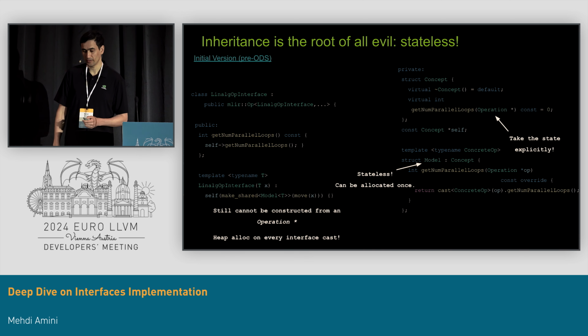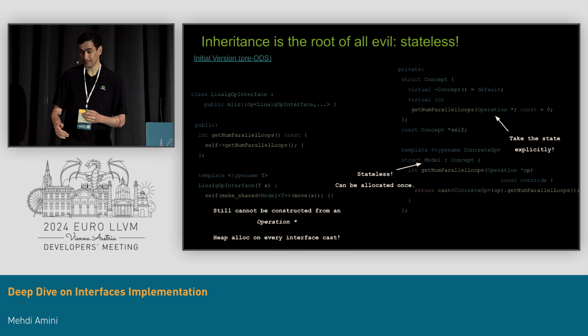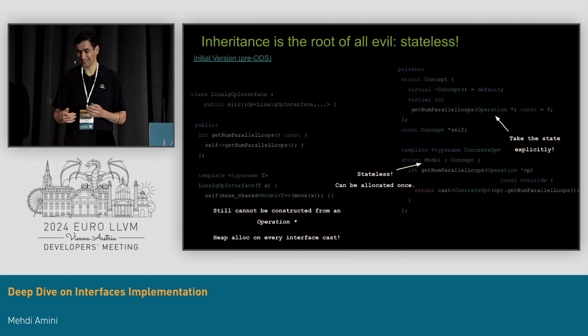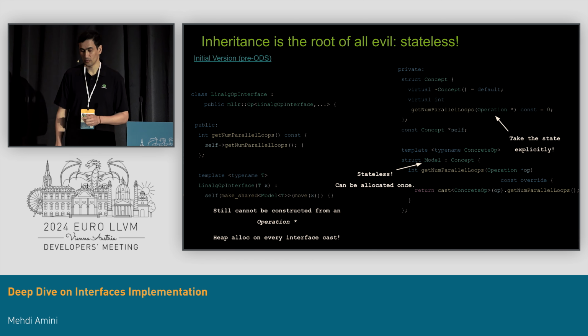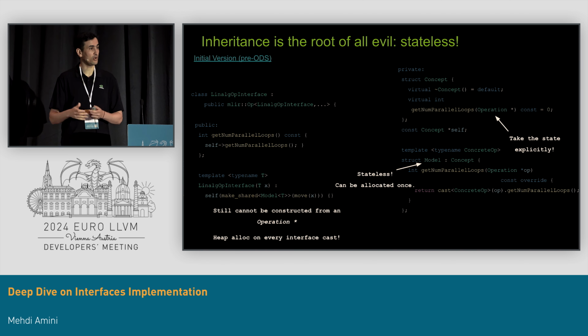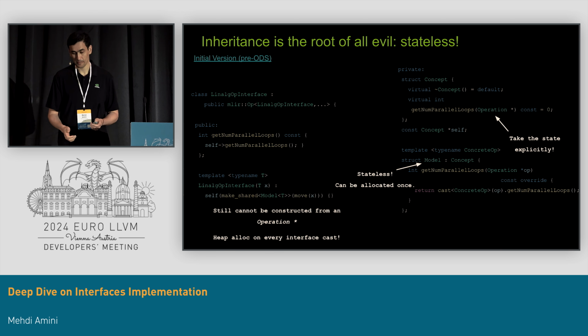What we want instead is to be stateless, to be able to not allocate every time. What we're going to do is make the model fully stateless, and instead we changed our interface. The getParallelLoop method now takes a pointer to the operation, at least in the concept and the model, which are not visible to the users. Those are private implementations of the interface. So we pass the state explicitly, and that makes our model stateless. And if the model is stateless, it can be common for all the operations. So we can pre-initialize it in the MLIR context ahead of time, and we don't need heap allocation on every cast anymore. All right.